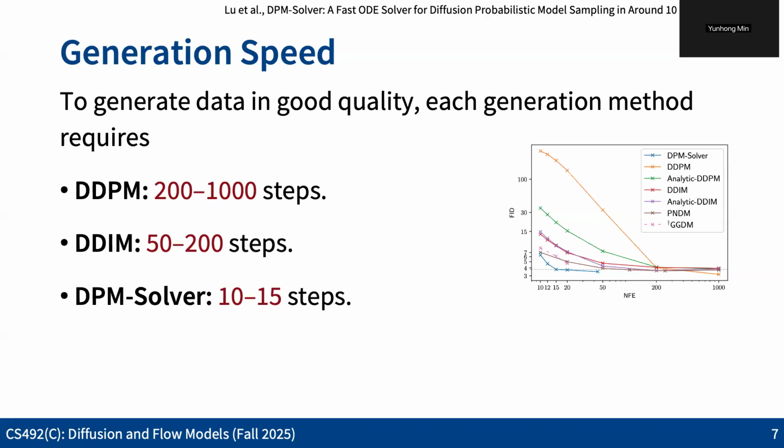And by seeing that DDIM can be seen as a first order approximation of the ODE formulation, when we have higher order resolution, now we could reduce the number of time steps to 10 to 15. So that's really a remarkable progress in terms of reducing the computation from 1,000 to 10, right? 100 times of improvement, right? But the question is how can you improve further?